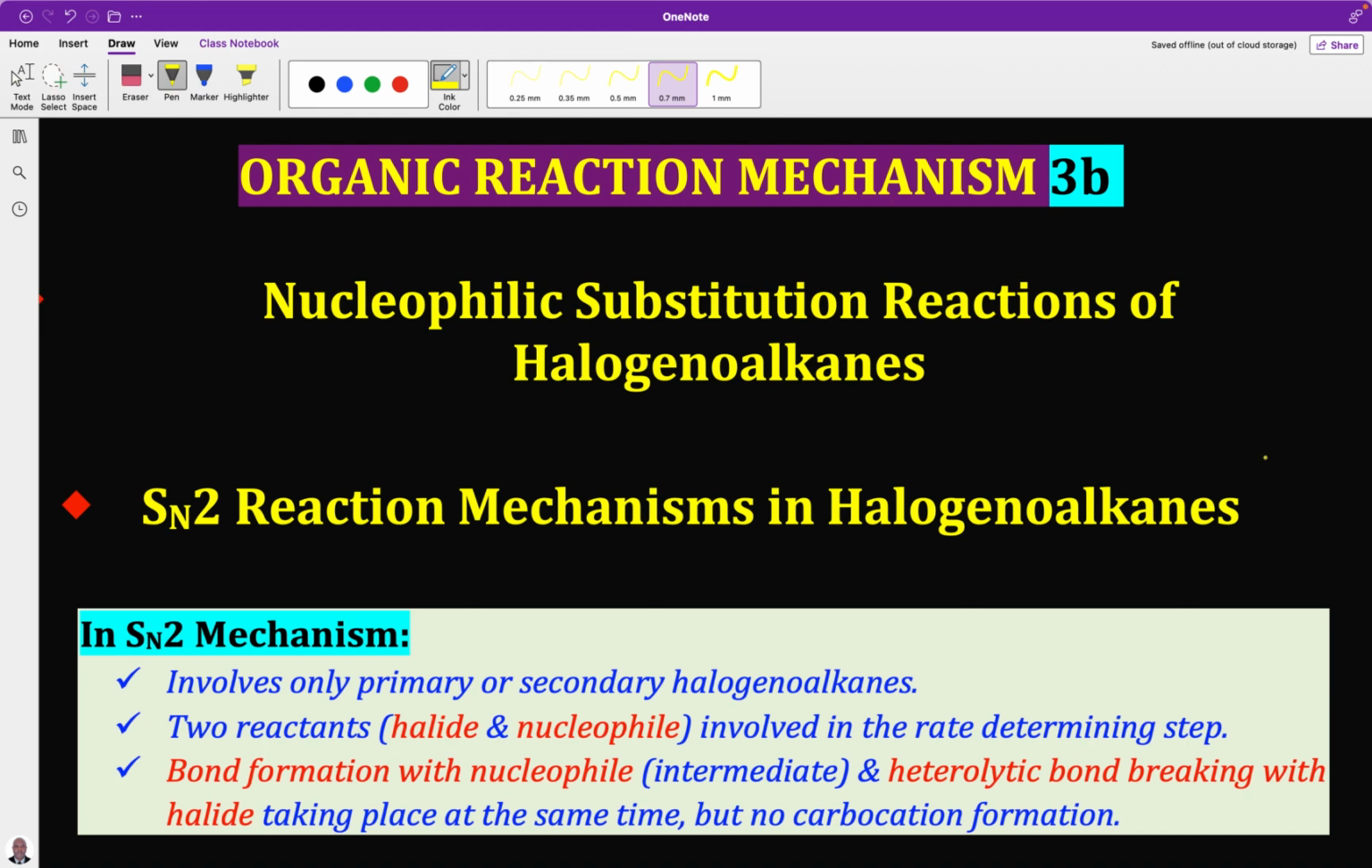In SN2 mechanism, 2 reactants, 2 reacting species are involved. We have the nucleophile and the halide attached to the alkane. There are 2 reactants. There are 2 reacting species involved in the rate determining step when it has to do with SN2.